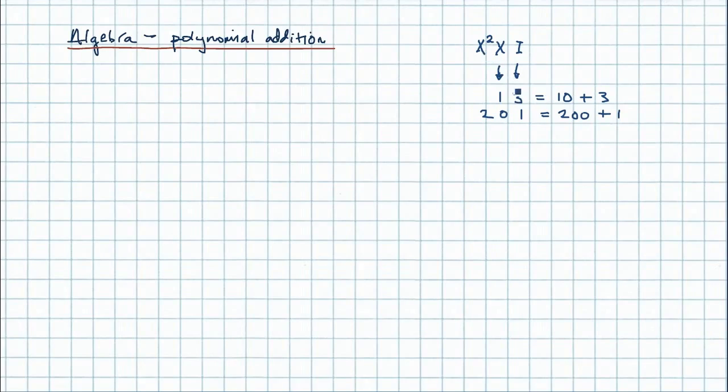And this introduces algebra, because what we're doing is we're using a letter instead of a number. We're saying 2x squared, in other words 200 is the same as 2x squared. So I can write these now algebraically as 10, which is x, okay, x plus 3. And I can write this as 2x squared plus 1.